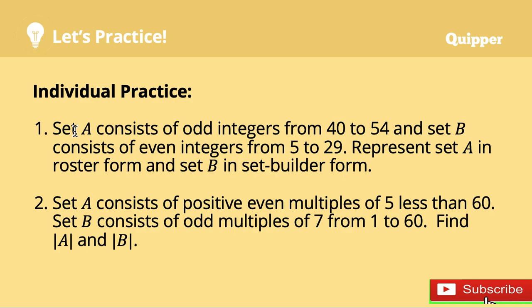For number 1, set A consists of odd integers from 40 to 54 and set B consists of even integers from 5 to 29. Represent set A in roster form and set B in set builder form. Second, set A consists of positive even multiples of 5 less than 60. Set B consists of odd multiples of 7 from 1 to 60. Find the cardinality of set A and the cardinality of set B.